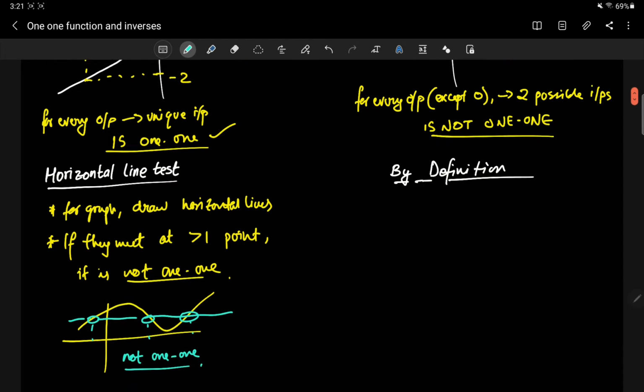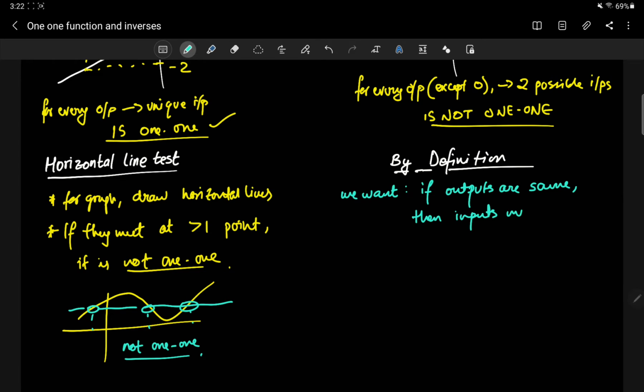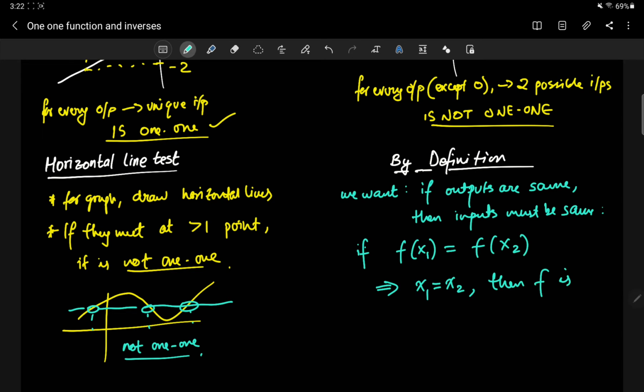Now algebraically, there is a definition. So what we want, let's try to get the algebraic definition. We want that if the outputs are same, then the inputs must be same. So by definition, it means that if f of x1 equals f of x2 implies x1 equals x2, then f is 1, 1.